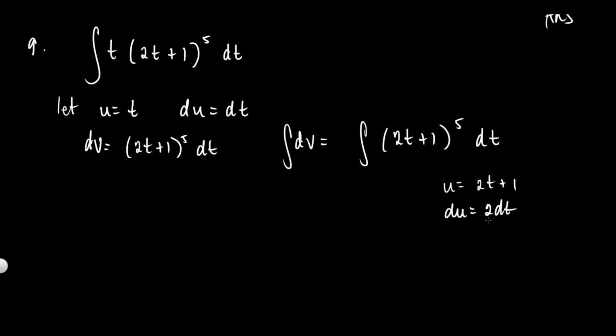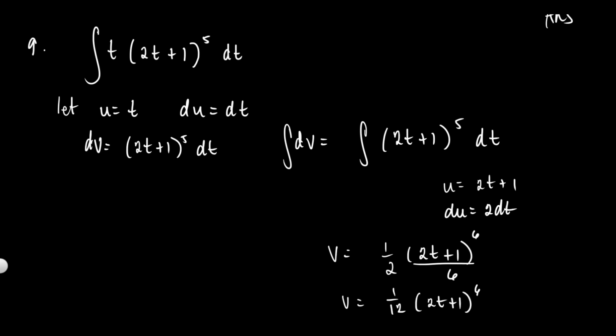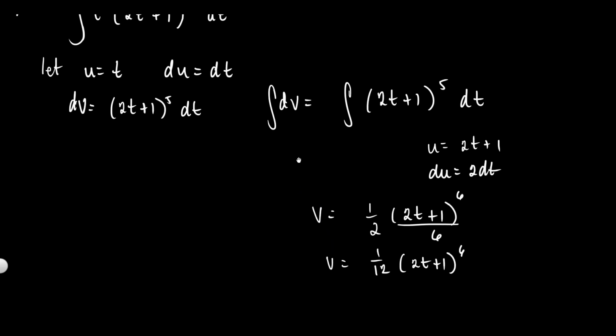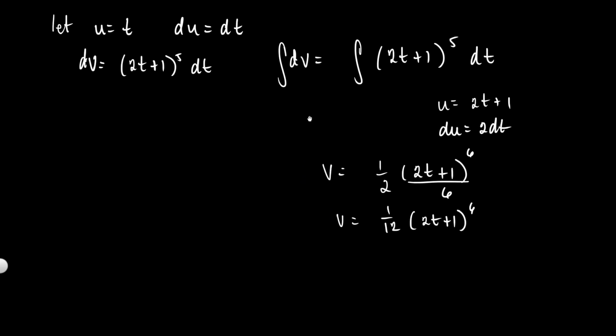Okay? So, we have a factor of 2 inside. So, let's put 1/2 outside. Okay? So, v is equal to how much? So, 1/2 times 2t plus 1 raised to 6, since 5 plus 1 is 6, then over 6 plus c. So, v is equal to 1 over 12 times 2t plus 1 raised to 6. So, that's v.